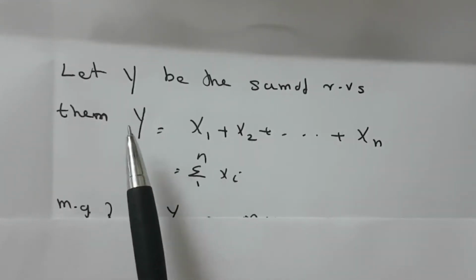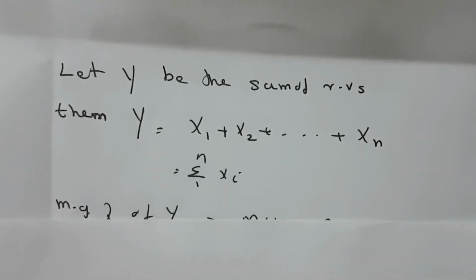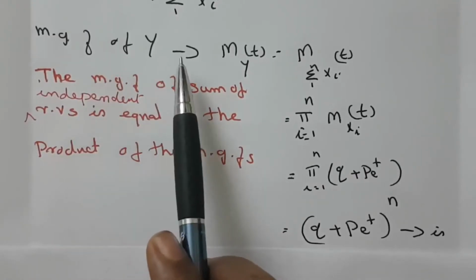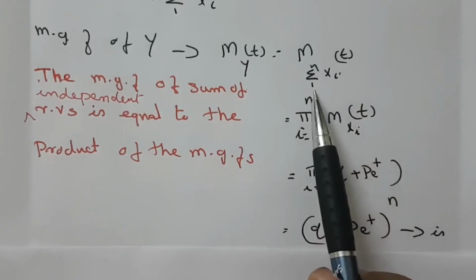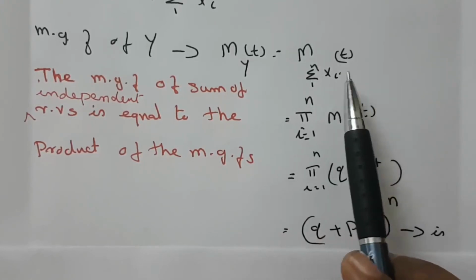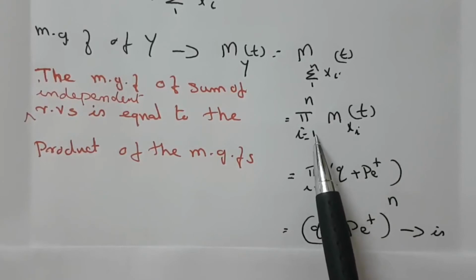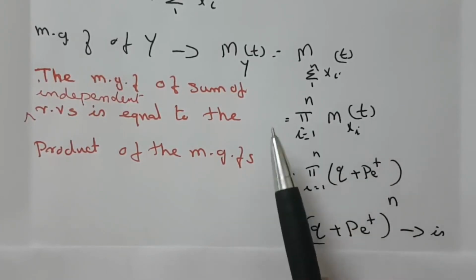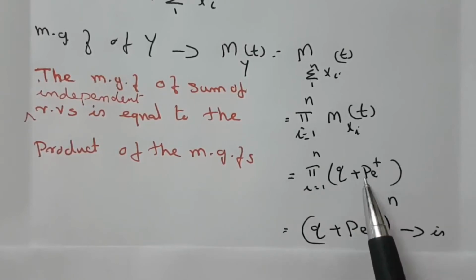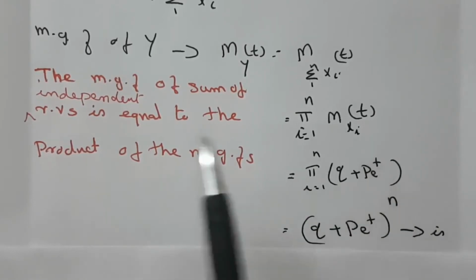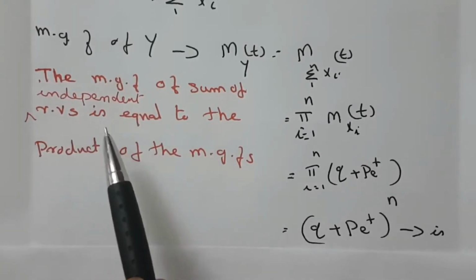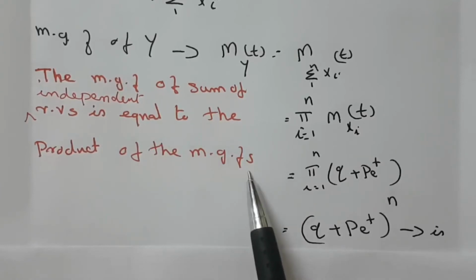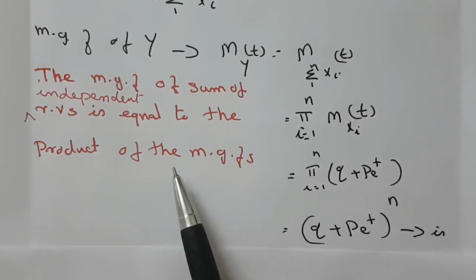Now let us think about the moment generating function of y. Moment generating function of y, that is M y of t, is M of summation 1 to n xi of t, which is equal to pi i varies from 1 to n M xi of t. Pi stands for product. Why we are writing this one? The moment generating function of sum of independent random variables is equal to the product of moment generating functions. It's a very famous property of moment generating function.